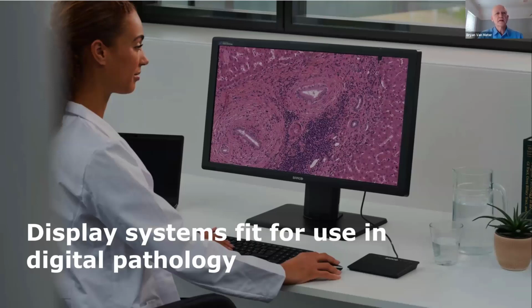Thank you very much. I'm going to take over from Tom and try to take some of the scientific information that he applied, and apply that to what a display that's fit for use in digital pathology is. I think at the highest level to think about that is the display is really the human interface device to the digital image, and therefore it's a very important component of digital pathology.